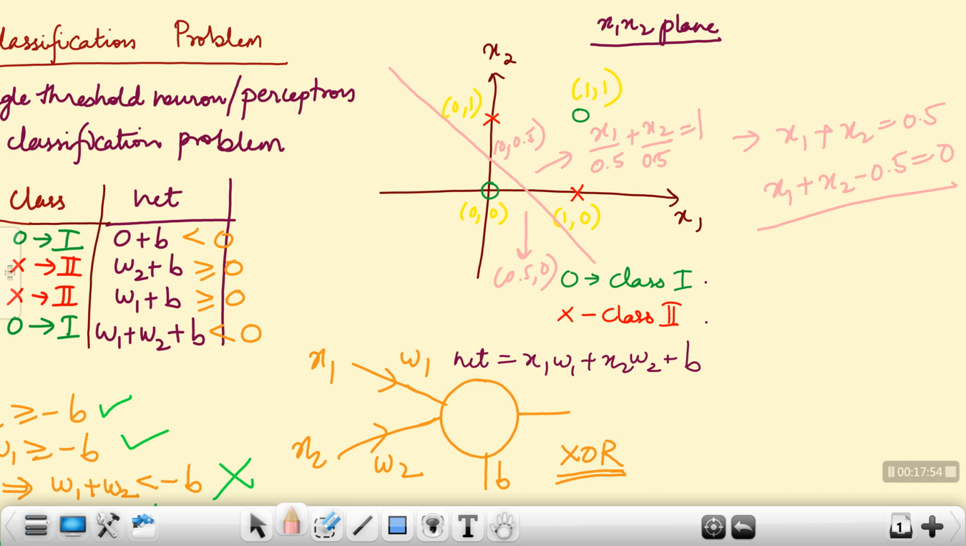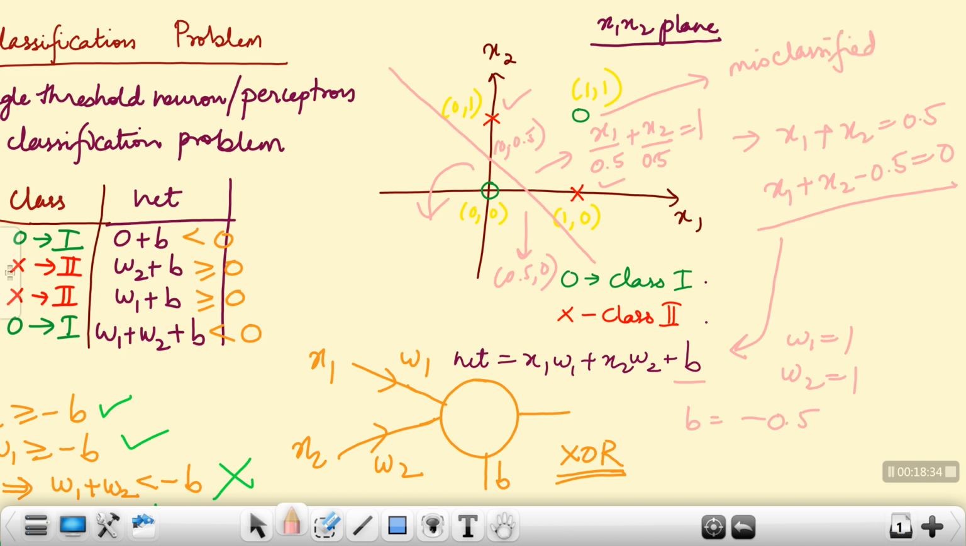If I replace here, W1 is equal to 1, W2 is equal to 1, and bias is minus 0.5. So this line cannot be used to solve the XOR problem, because one point, that is, this point is classified, this point is classified, these 2 points are also classified, but this point will be misclassified.